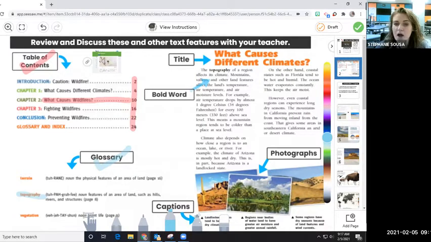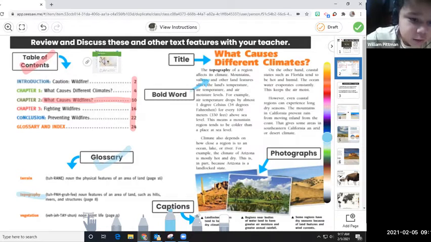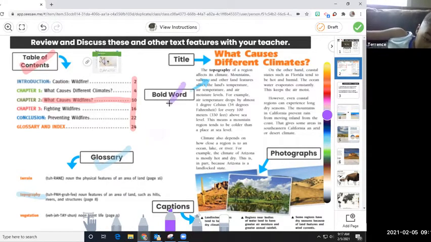Excellent. Terrence, what's the text feature you know how to use? The one I knew how to use was bold words, but that goes with the glossary, that tells you what words you need to know that are important. Can you explain how bold words are connected to the glossary? Like for the word topography, you would go down to the glossary and you will find it. That's why the bold words are there, to show you can look if you don't know the word.